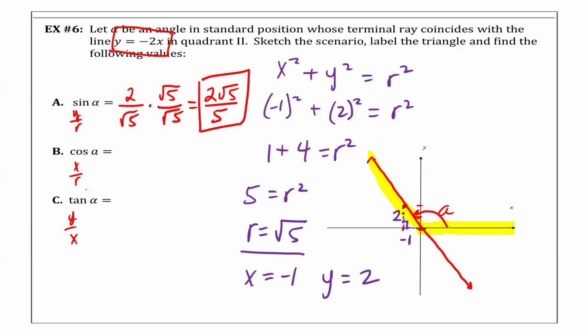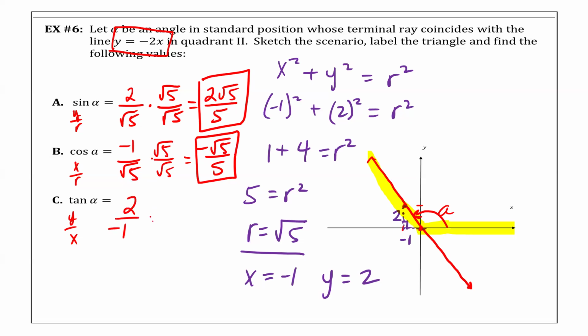All right, so x over r. So your x over r is -1 over the square root of 5. Again, we're rationalizing. So we end up with negative square root of 5 over 5. It's still the same. And then last is y over x, which is just 2 divided by -1. And that gives you what? -2.